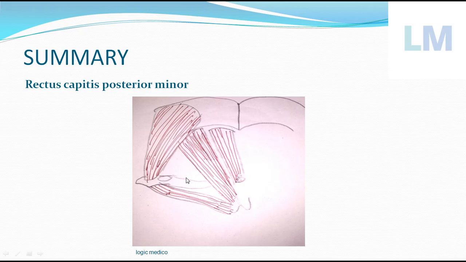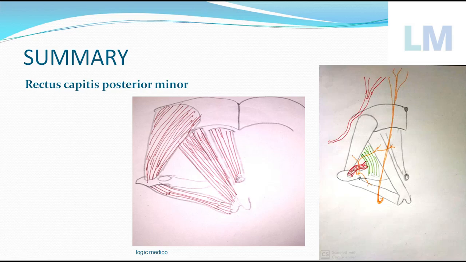Now, supply. This triangle is called the suboccipital triangle, and the nerve is the suboccipital nerve because it is there in the triangle. It is nothing but the dorsal rami of the C1 nerve. Okay, I hope you got this muscle.